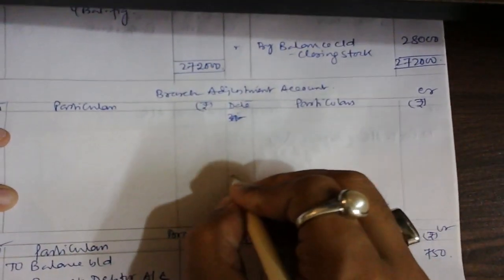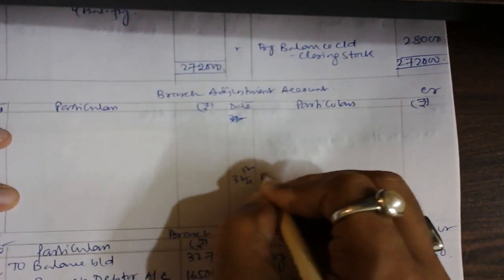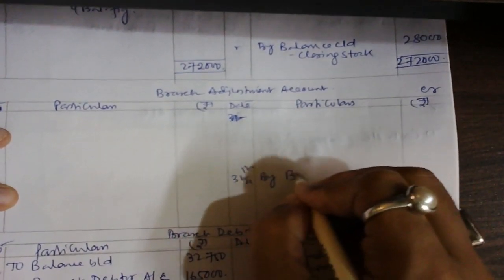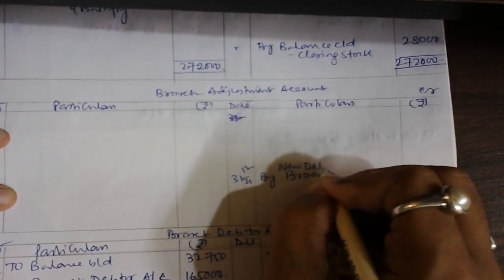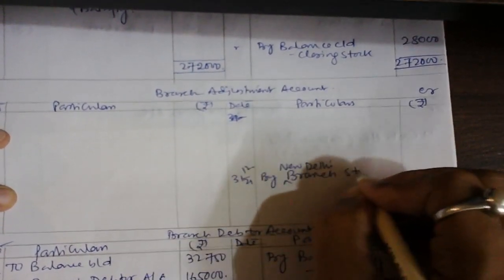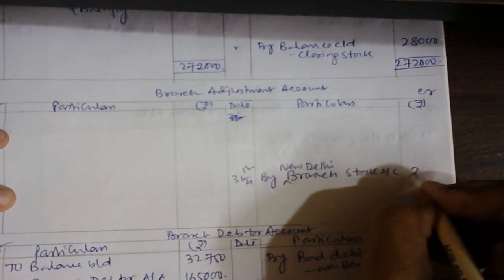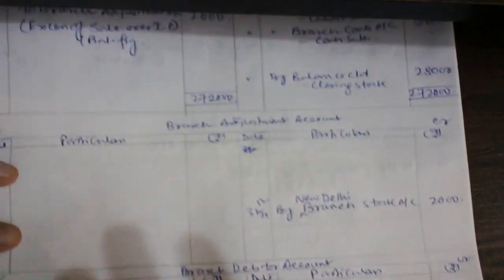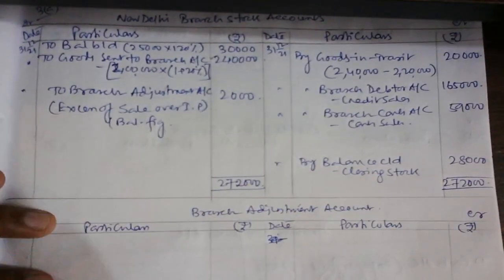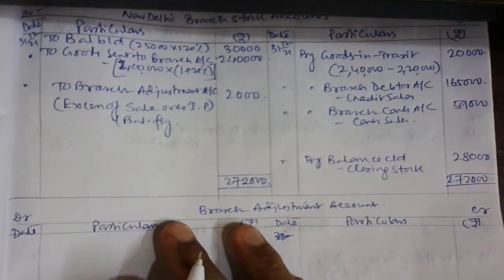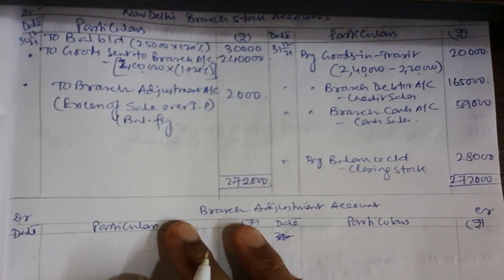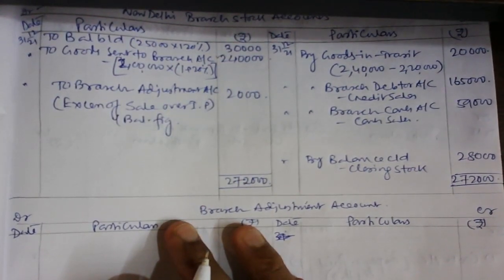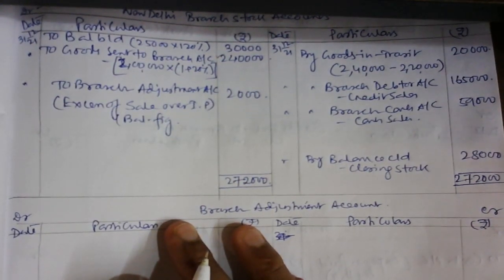So you can write in the little bit lower part by branch, sorry, New Delhi branch stock account. How much is it, sir? 2,000. Correct? Now see, try to understand. Now it's time to adjust all the profit included in that particular account.